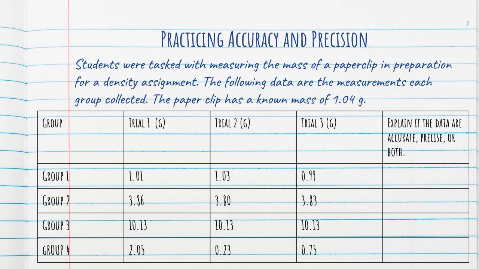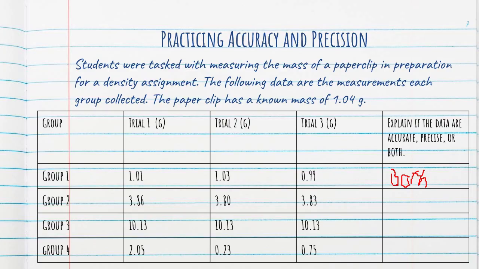All right, so group 1, we have trial 1 at 1.01, trial 2 at 1.03, and trial 3 at 0.9. So would you consider this accurate, precise, or both? I would say it is pretty close to both. Right? They're all pretty close together. And they're all relatively close to 1.04 grams.